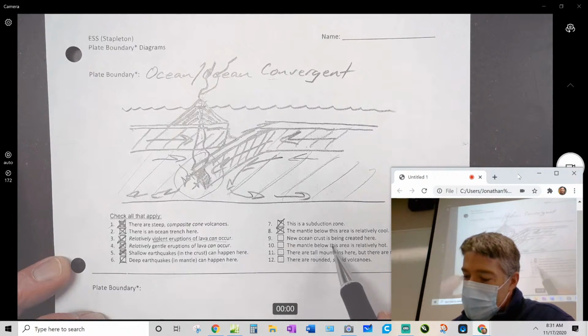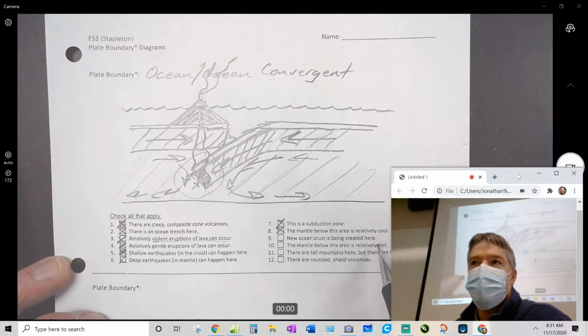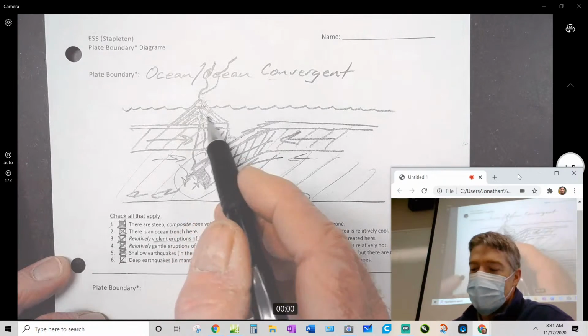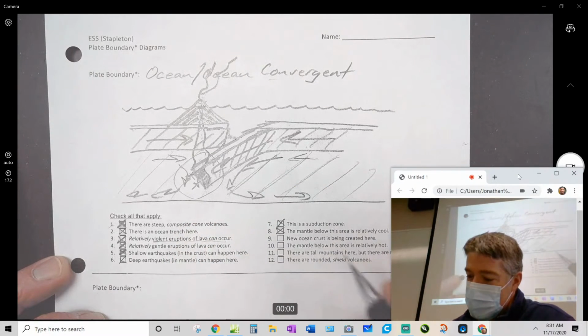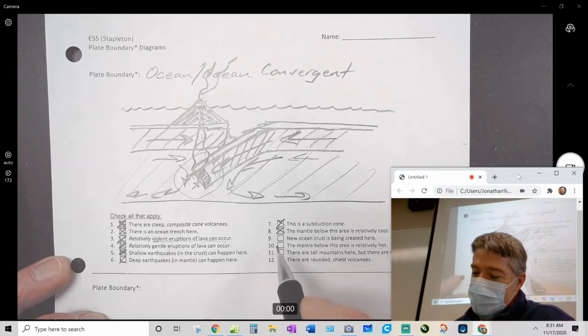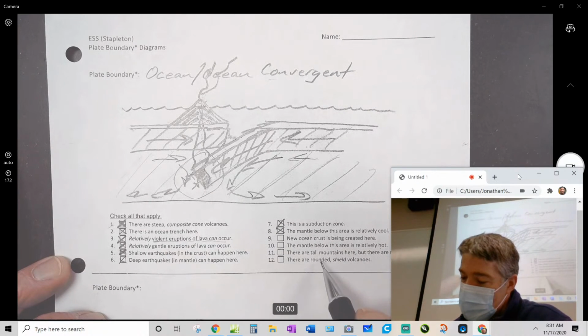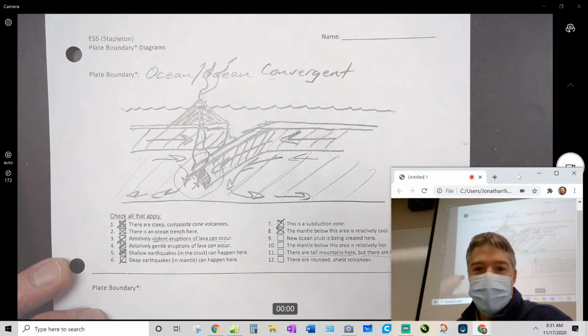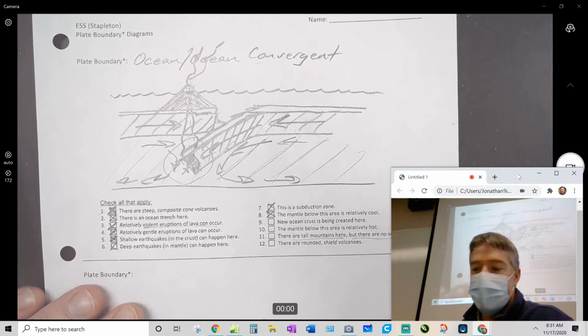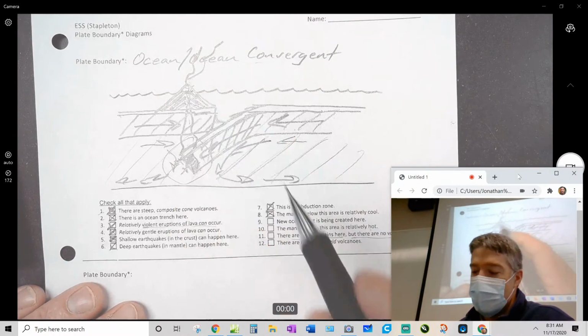Is new ocean crust being created? The only new thing being created is this volcano, and it would be a real stretch to call it ocean crust. The mantle below this is relatively hot. Well, no, because we just said it was cool, so let's not do that. There are tall mountains here, but no volcanoes. Does that apply? No, there's a volcano. The tall mountains here are volcanoes.